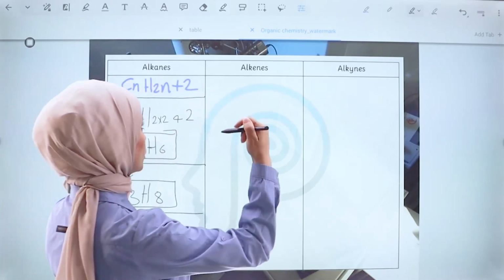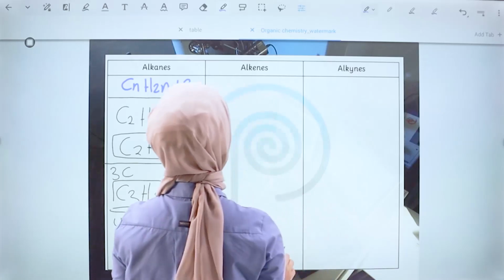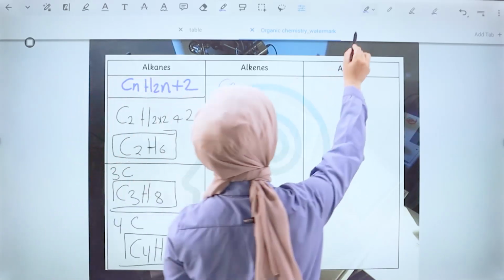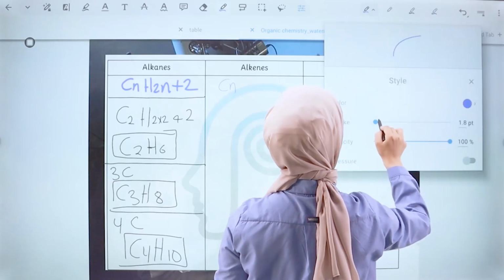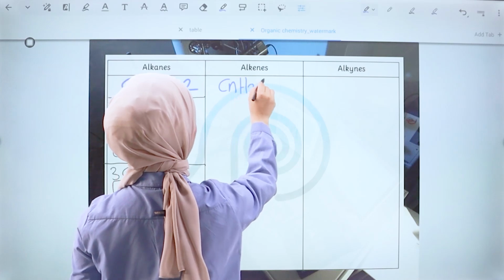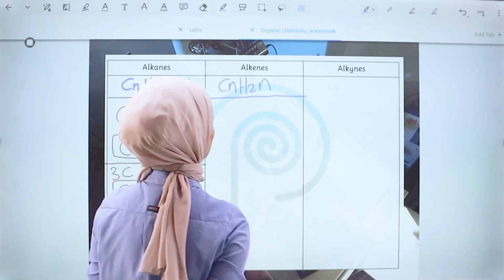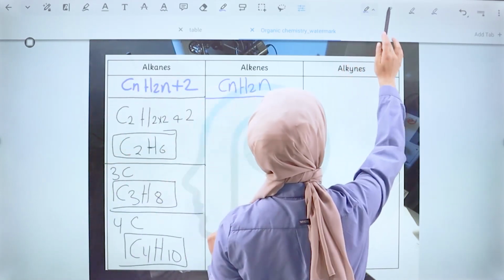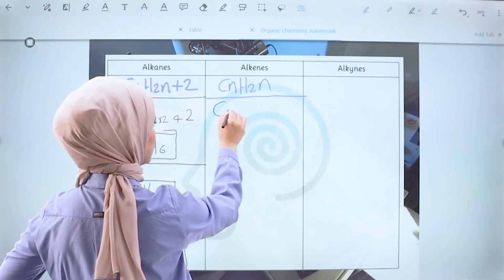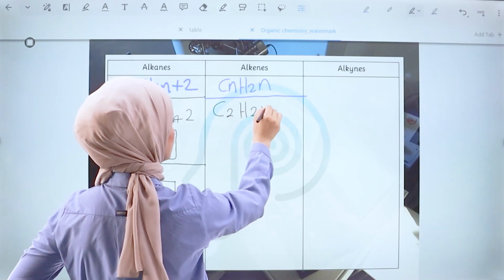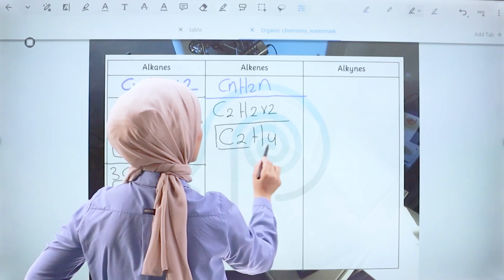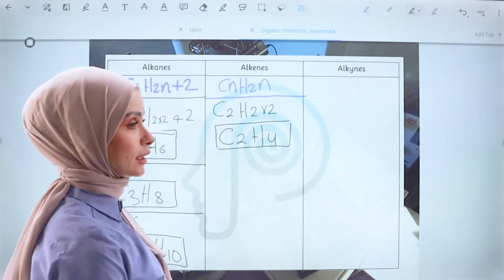For the alkenes, as we said before, it has a double bond. Here the general formula is CnH2n only, without plus 2. So if I have, for example, 2 carbons, I will say C2H, only 2 times 2, I will end with C2H4. So whenever you see C2H4, this is alkene.